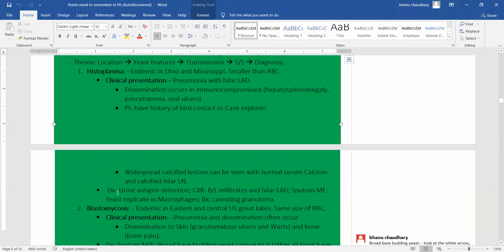And for the symptoms, you will get the symptoms like the pneumonia, of course: you will get the cough, you will get the shortness of breath. Okay, you will get the fatigue. Okay, and if you become immunocompromised, what you will get is the hepatosplenomegaly, pancytopenia, and the oral ulcers.